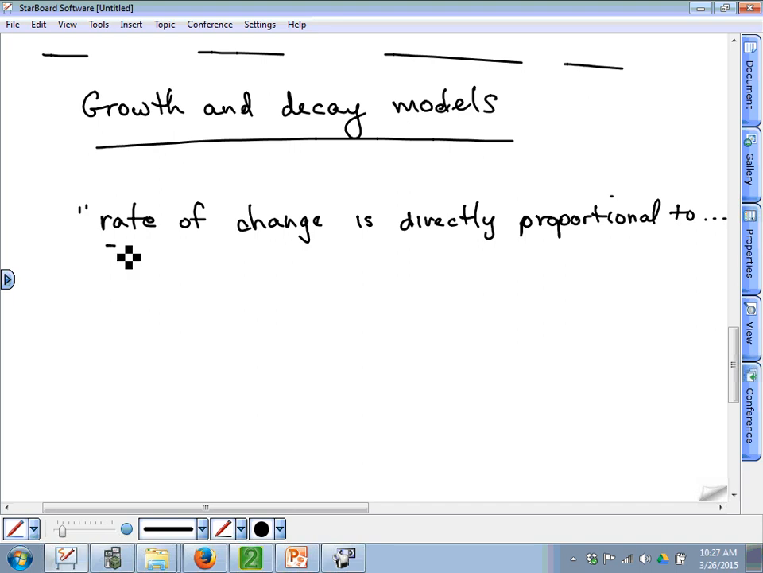You would write it like this. First of all, what is a rate of change? It's a derivative. So dy dt, because in these problems, it's changing with respect to time. Now, if it's directly proportional, try to think about the difference between directly proportional and indirectly proportional. Directly proportional is straight up multiplication.